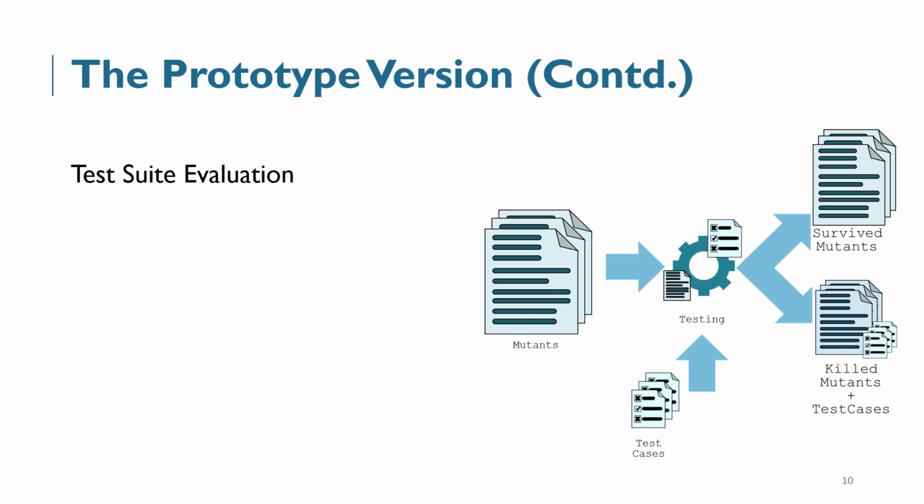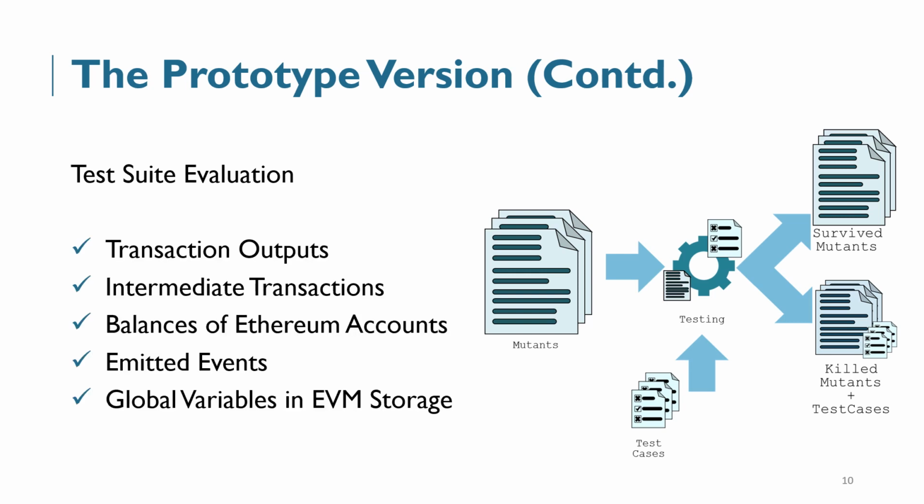But the concept of output is different in smart contracts from traditional software. Considering different parameters in smart contracts, we have identified outputs as the following parameters: transaction outputs, intermediate transactions and their results, balances of the Ethereum accounts, emitted events during the test scenarios, and the value of the global variables in the storage of the original smart contract and the mutant.